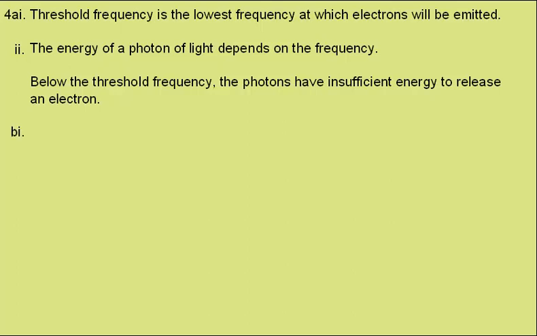In B, we have monochromatic light with wavelength 5.40 × 10^-7 meters, landing on a metal surface with a work function of 1.40 × 10^-19 joules. In part 1, we need to calculate the energy of a single photon of the light.